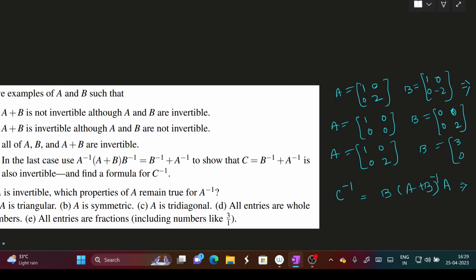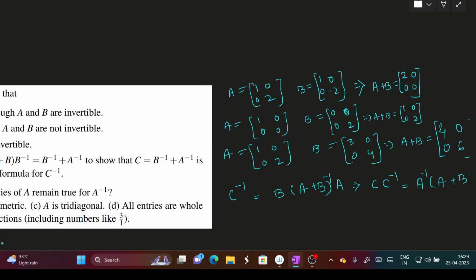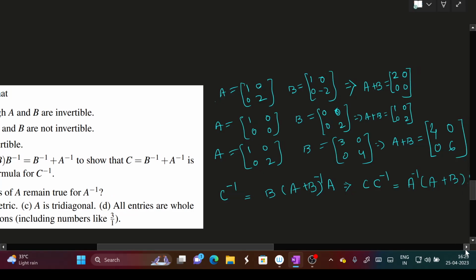find an example where A plus B is invertible, although A and B both are not invertible. So here, this is my A which is singular, this is my B which is singular, so their inverses do not exist, but A plus B has a full set of pivots, so it is non-singular and its inverse exists. Similarly, the third example asks where all three are invertible. So here A and B have a full set of pivots, so inverses exist, and A plus B has a full set of pivots, hence its inverse exists.